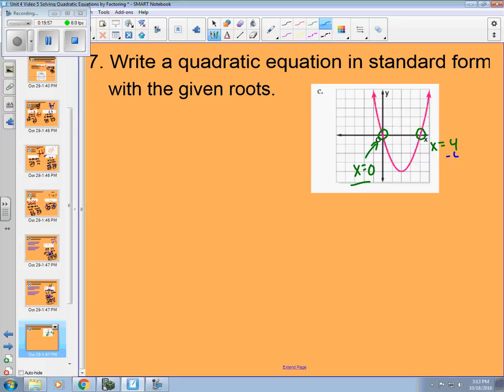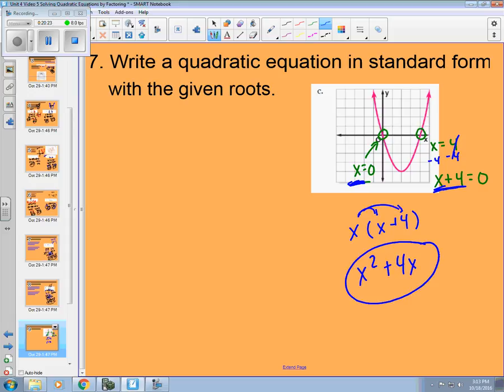Here, we'd want to subtract 4 from each side, get that equal to 0. This one's going to be x plus 4. So now take our two things, x and x plus 4, and multiply them together to get your equation. So you've got x times x plus 4. This one, we don't need to FOIL, you just have to distribute. The equation for this one would be x squared plus 4x. That would be the quadratic equation for that parabola.